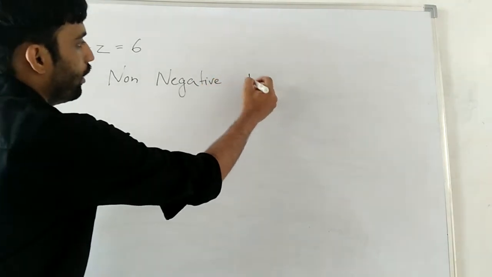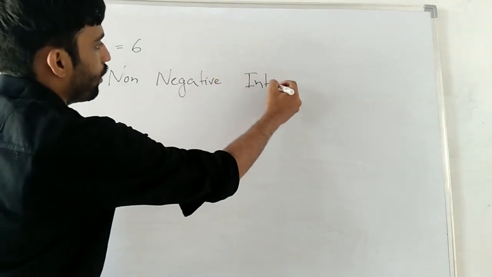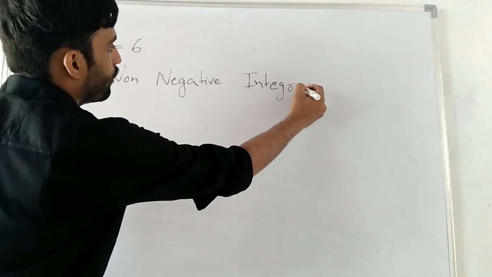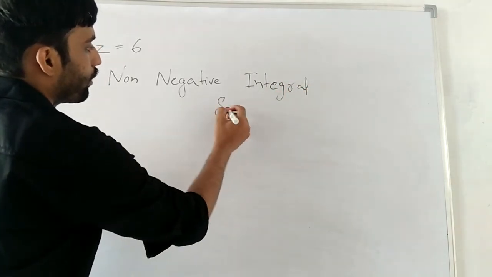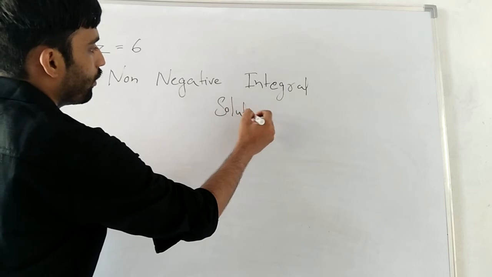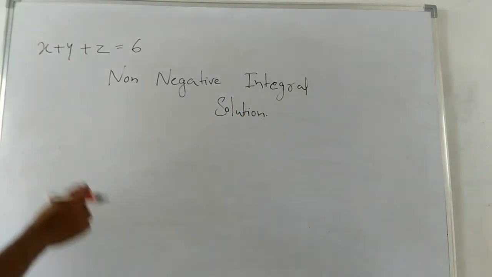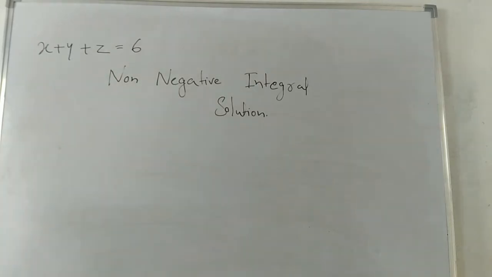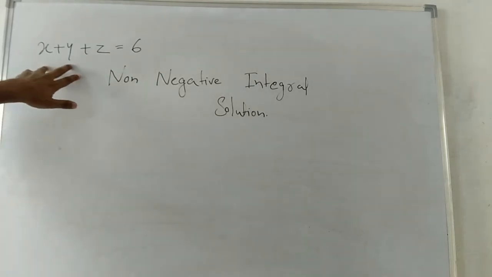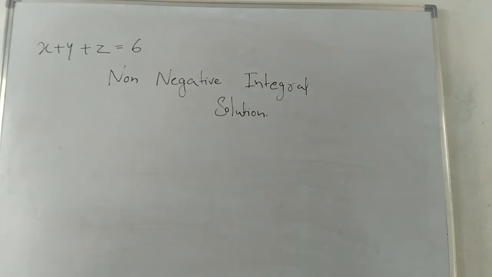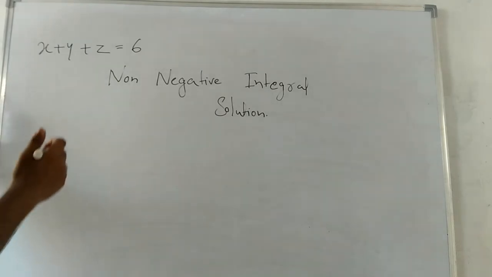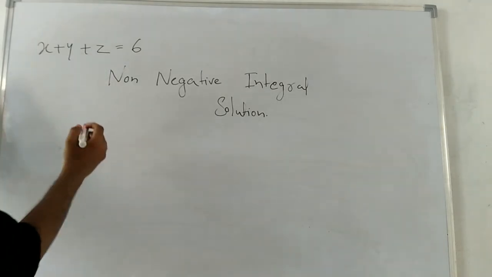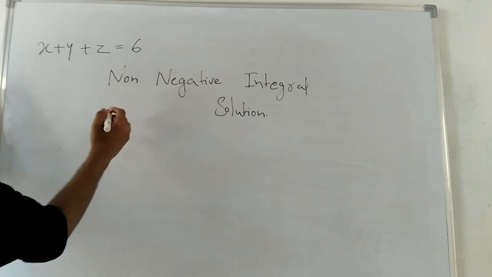Non-negative integral solution, in which these numbers can't be negative. These numbers can be 0 but can't be negative. So the counting will start from 0 to the highest number 6. We can solve it by, we have 3 elements.